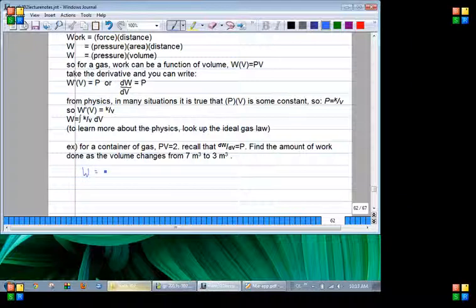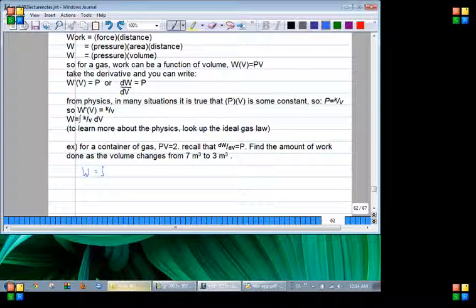So we know that work is going to be the integral of something. What is that? From 7 m³ to 3 m³. Oh, okay. Only when we write the calculation, we don't include the units. I do, but for dimensional analysis. Oh, okay. Personally, I check the units at the end.